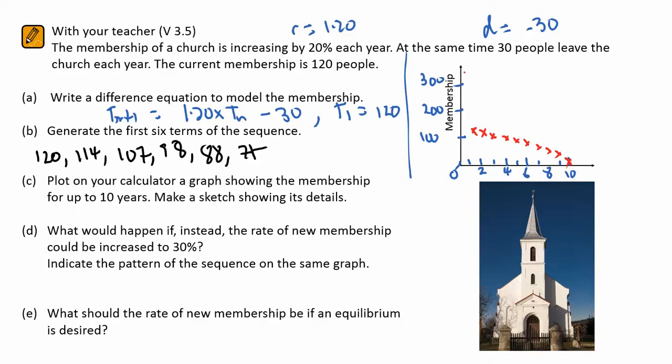Whilst it's a little bit hard to show on this scale graph, I've rounded my terms to whole numbers and I've sketched my graph like so. Now that's if we're increasing by 20% at the same time losing 30 people. Now if we've got a membership that increases by 30%, then we have to modify this equation in the following way. So it becomes 1.30 times t to the n, take 30, and t1 is 120.